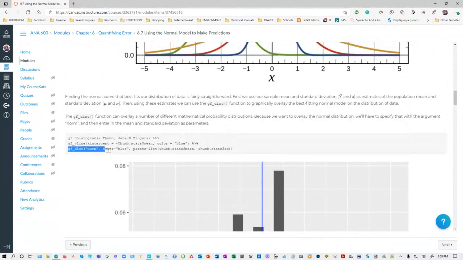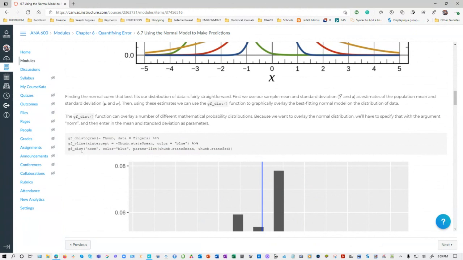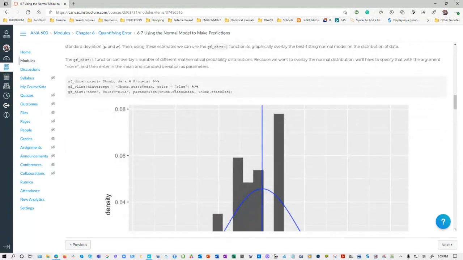How are you going to add this line now? That's the new command. You draw the histogram, you put the vertical line, and then link with the dist function. You are looking for the normal curve, and you can say blue. Params means parameters. What are the parameters you really need in order to talk about this? You really need the mean and the standard deviation.